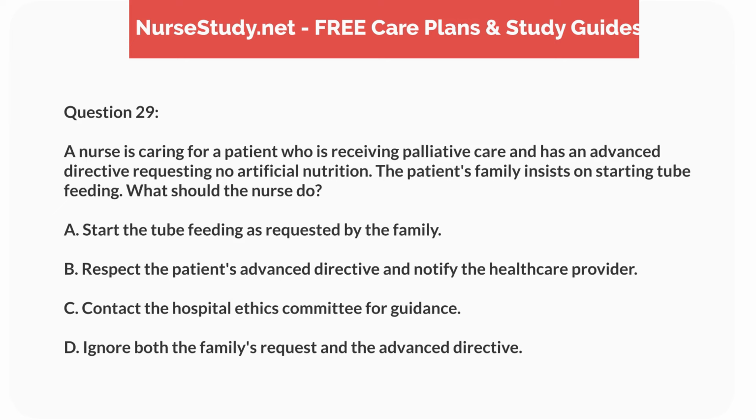Question 29. A nurse is caring for a patient who is receiving palliative care and has an advance directive requesting no artificial nutrition. The patient's family insists on starting tube feeding. What should the nurse do? A. Start the tube feeding as requested by the family. B. Respect the patient's advance directive and notify the healthcare provider. C.